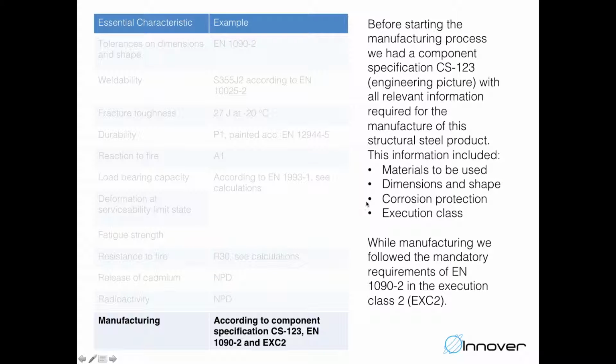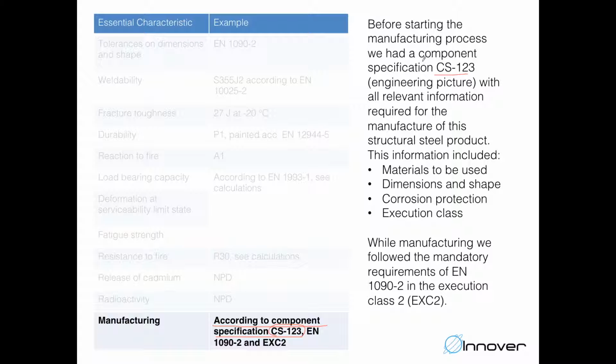Then what we are saying is that before starting the manufacturing process, we had a component specification. So the manufacturing was done according to a component specification, in this case CS123. The component specification is just a fancy word for engineering picture, so you don't get confused by this word. I just want to introduce it here because it's really widely used in the CE marking circles, so you better get used to the word component specification.